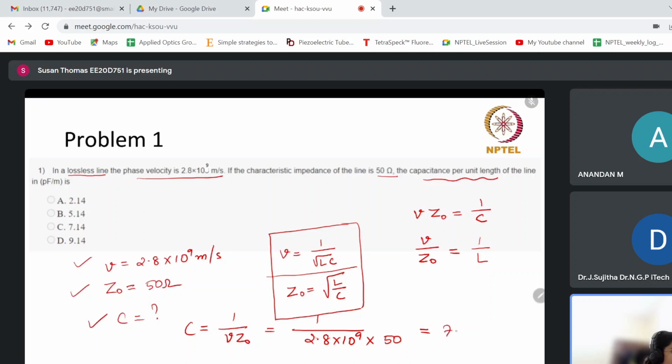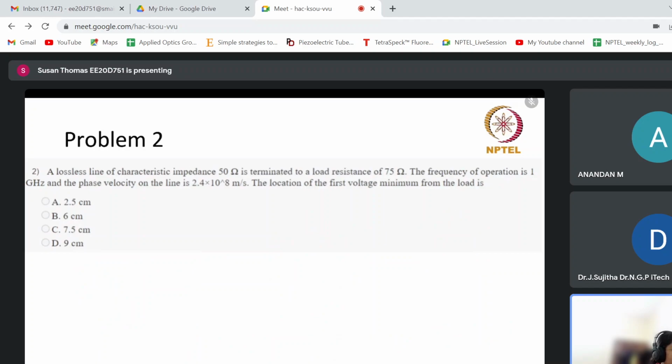So the right answer is 7.14. I think there is some calculation mistake going on. Please do try once again. So I can give you the right answer, 7.14 picofarad per meter. Hope this is clear. So let's go on to another question.